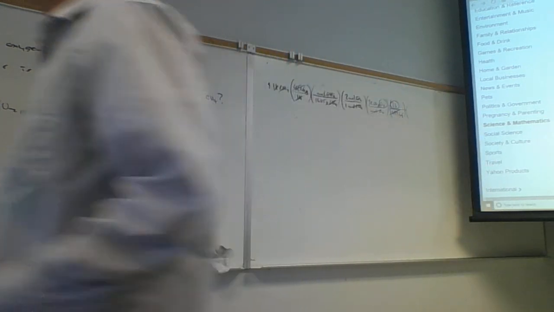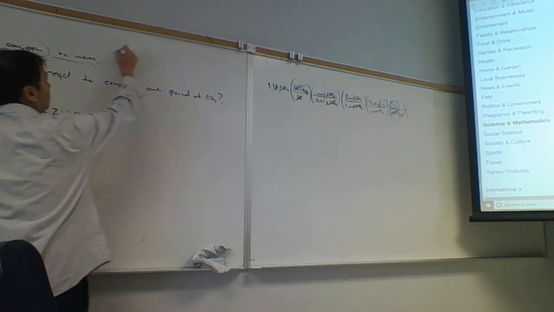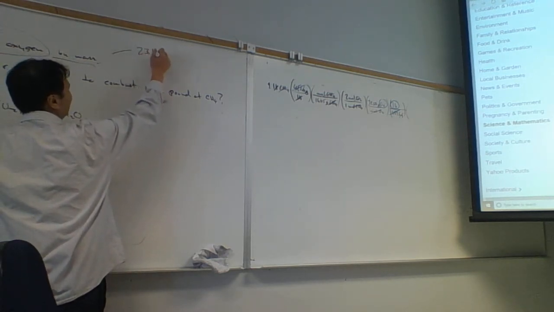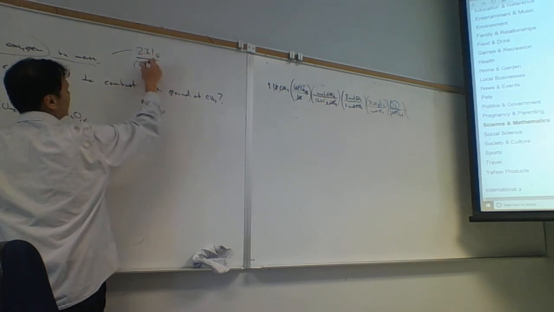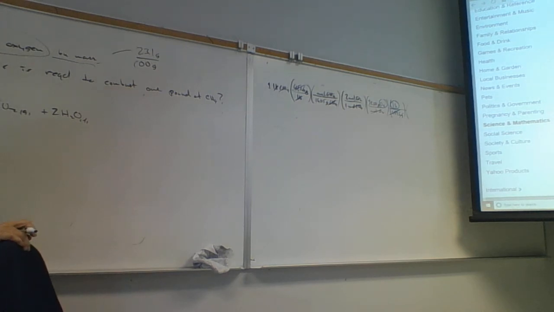Did you already figure this out mentally? This one you should be able to do right away. 23.1% is what? Just tell me what it is. 23.1% oxygen by mass means 23.1 grams out of 100 what? Grams of air. That doesn't make sense, there's something missing. 23.1 grams of oxygen out of 100 grams of air.